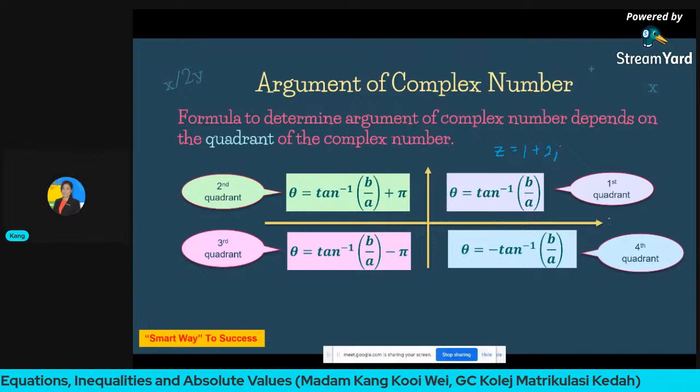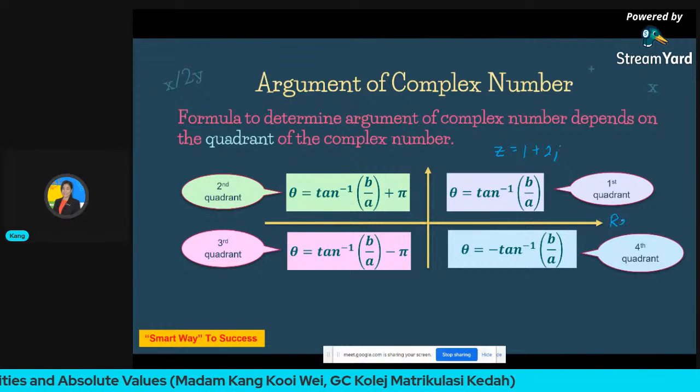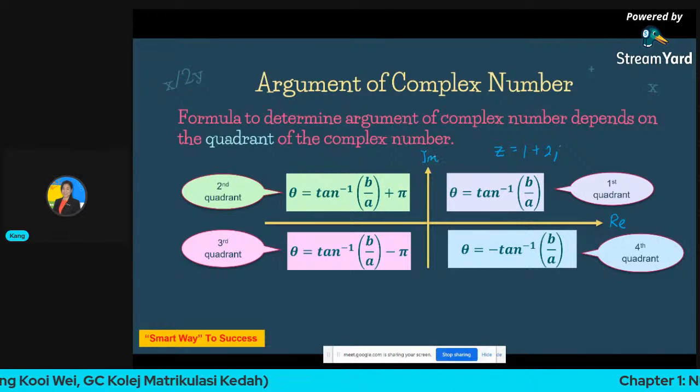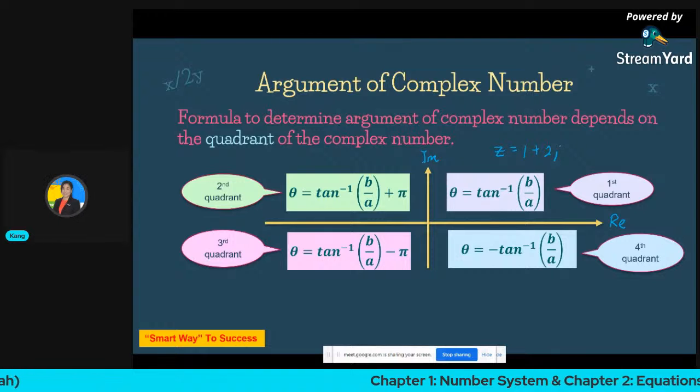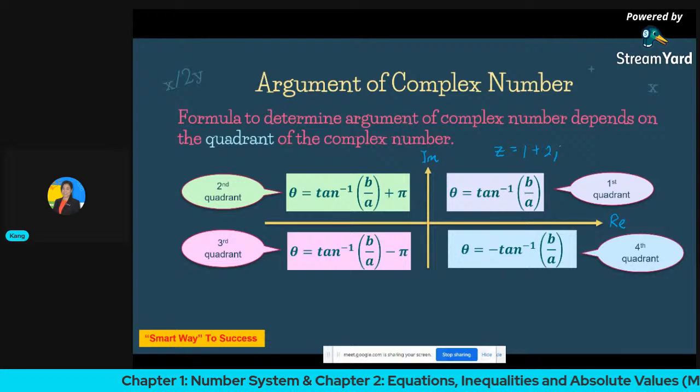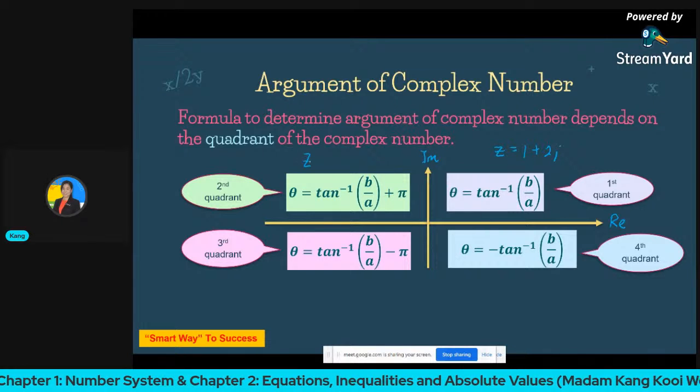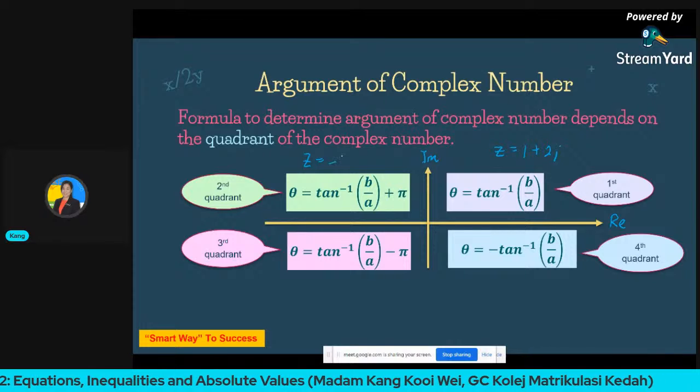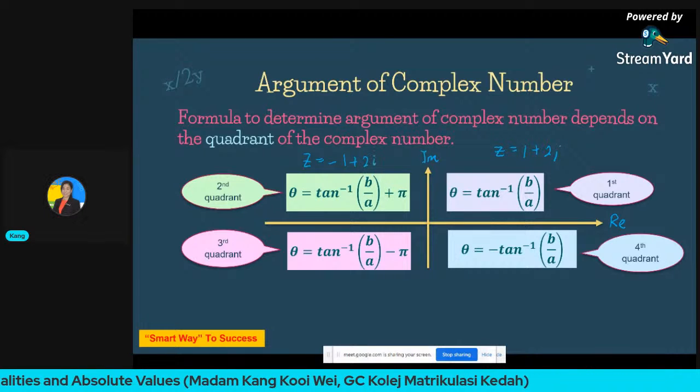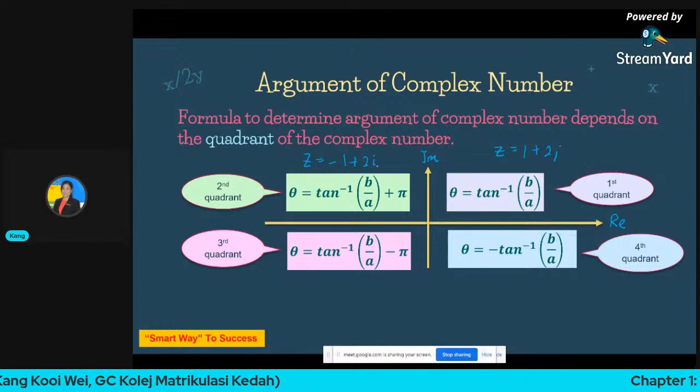For the x-axis here, it is the value for the real part. For the y-axis here, it is the value for the imaginary part. Then for the second quadrant, the formula to determine the argument is arctangent b over a plus pi. The example of a complex number in the second quadrant is negative 1 plus 2i, where our a is a negative value. The x here is negative, the y here is positive.